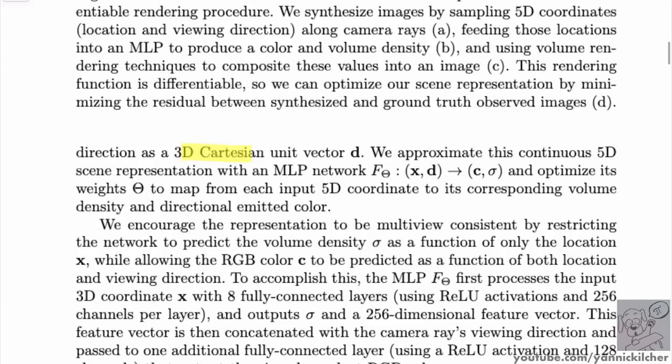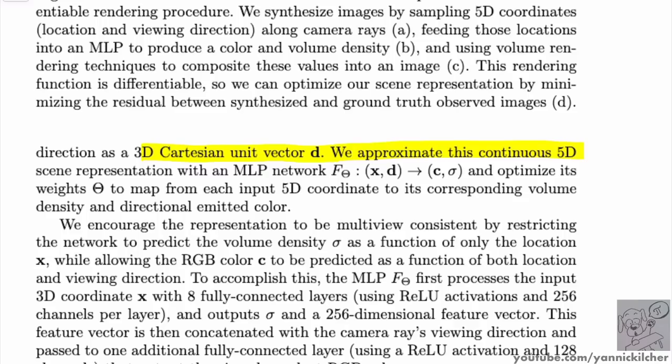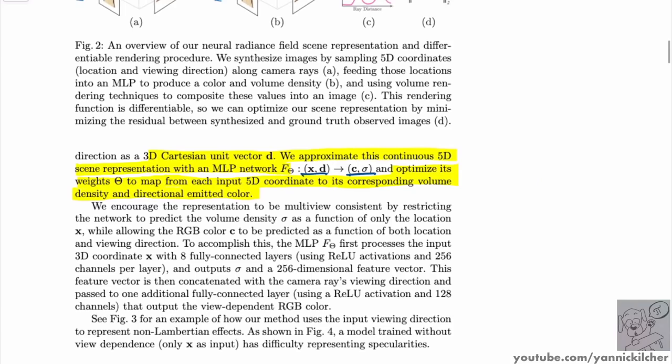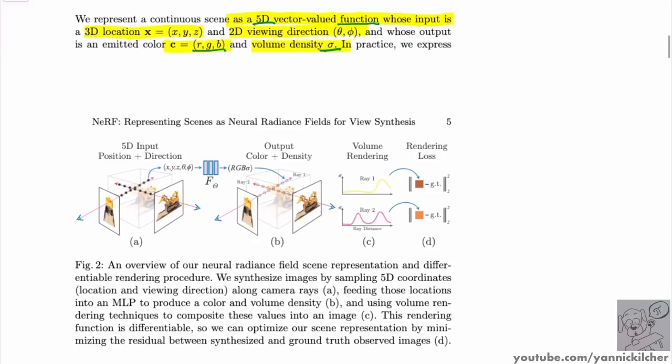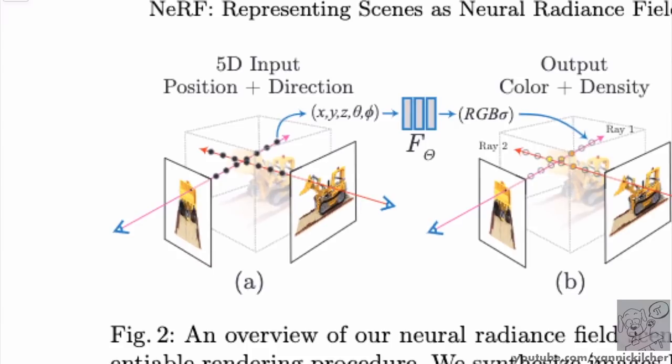And they say we approximate this continuous 5D scene representation with an MLP network. So the network, as we said, this is the input, this is the output, and we optimize its weights to map from each input 5D coordinate to its corresponding volume density and directional emitted color. Now, the only question is, of course, we have these images. We don't actually have, as a training set, the densities at that place. So everything needs to be grounded into the images that we have.